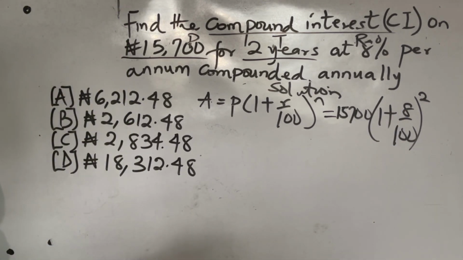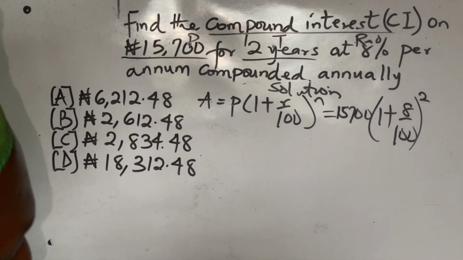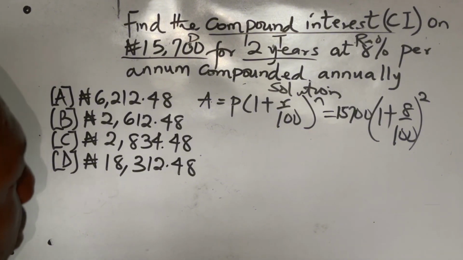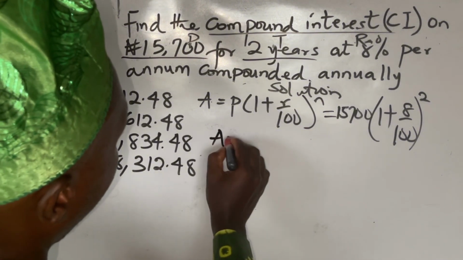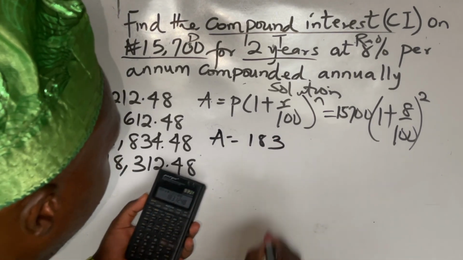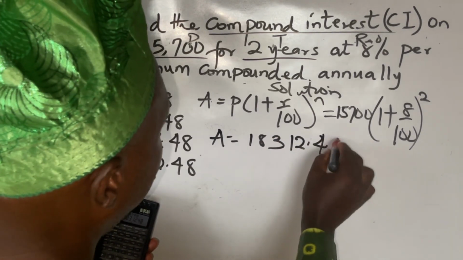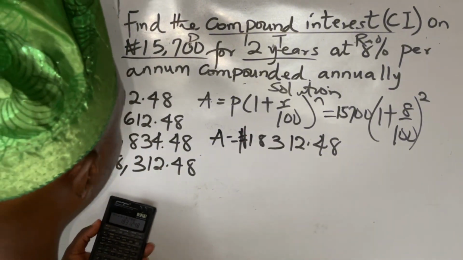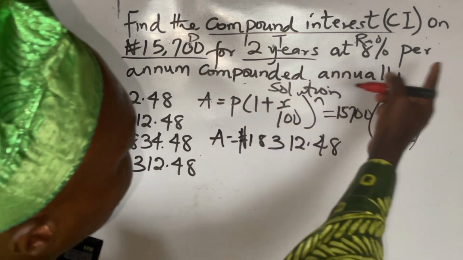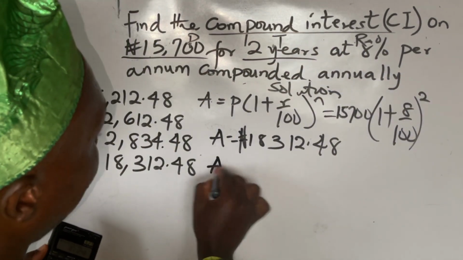That means we have 1.1664 times 15,700. So we have the amount to be 18,312.48 naira.